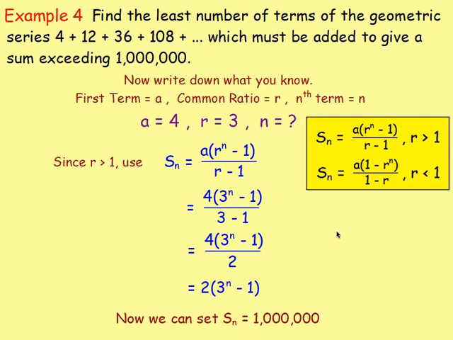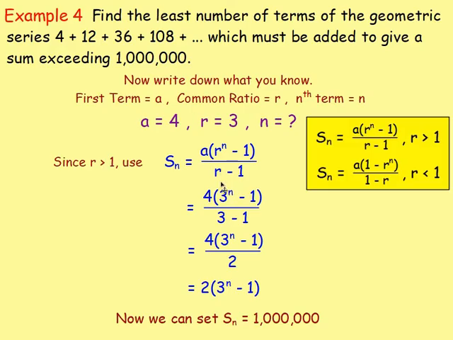With this one here, again, start off writing down what you know. So we know the value of a, we can work out the common ratio, we're just multiplying by 3 each time, 12 divided by 4 is 3, but n, we don't know how many terms we will have. But what we do know is that we have to add them so we get some total that's going to exceed 1 million.